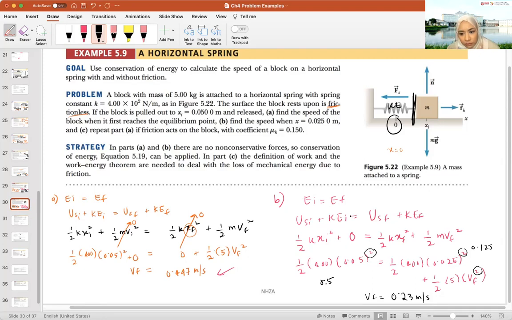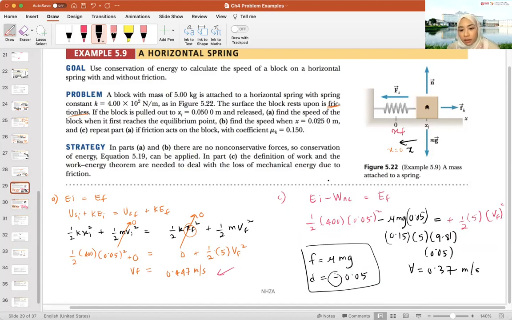happened. Is this with friction? No, this is with friction. So EI minus WNC. How do we know the friction? Look at the free body diagram. Find it using the free body diagram. What is your reaction force?